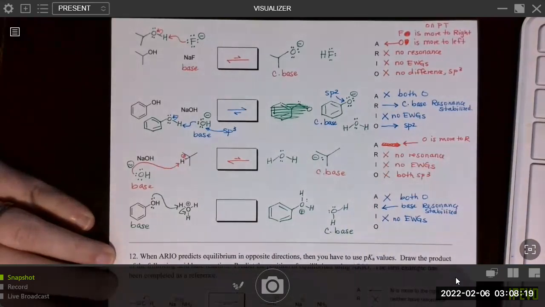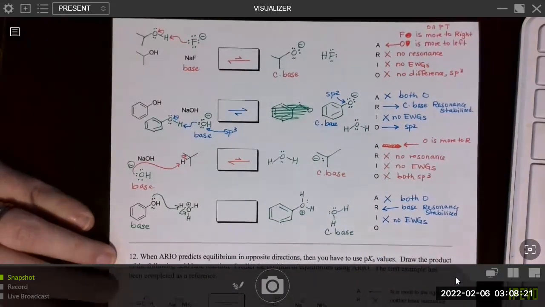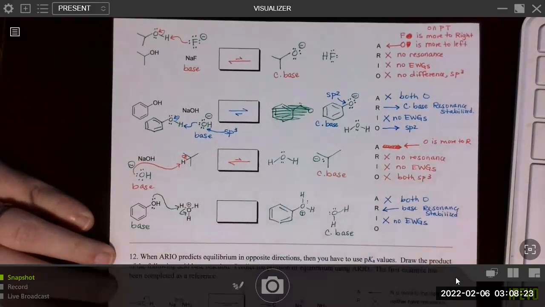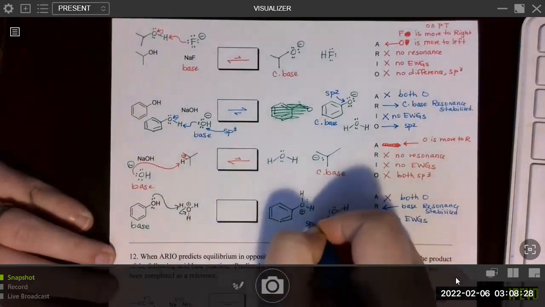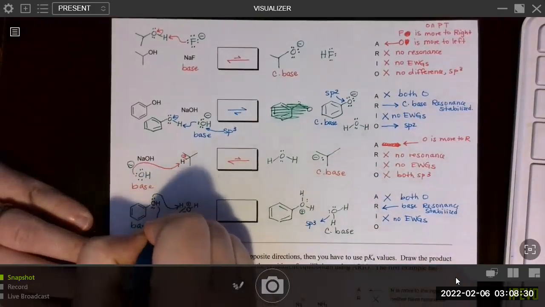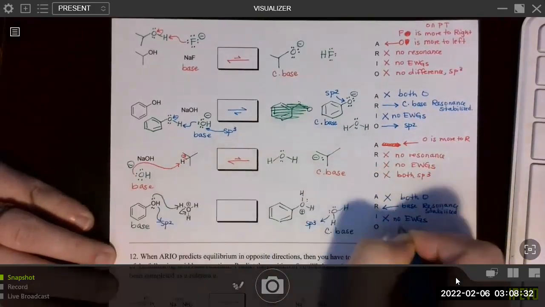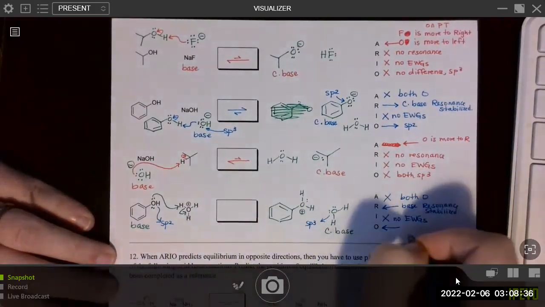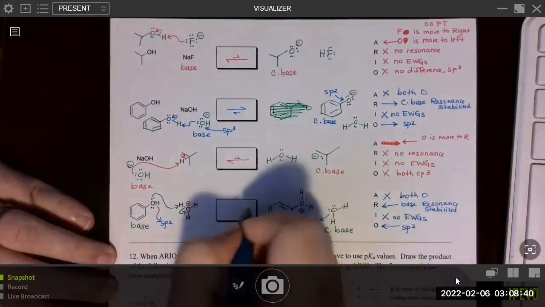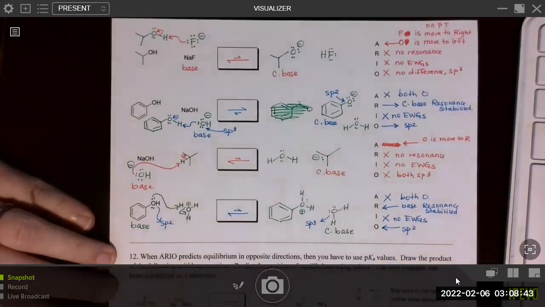And the orbital, there is technically a difference. This oxygen is sp3, and this oxygen with an allylic lone pair is sp2. So more stable towards the sp2. Okay. And we're predicting it lies to the left.